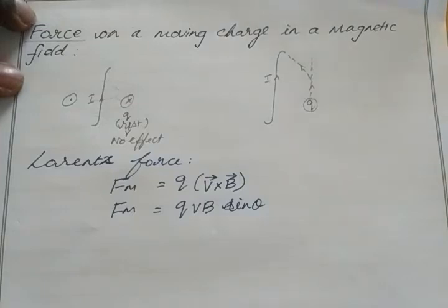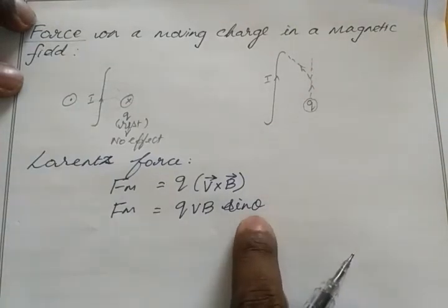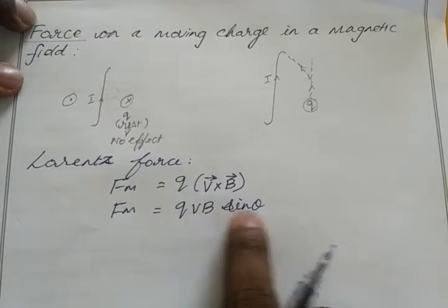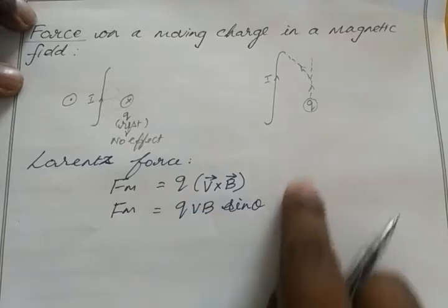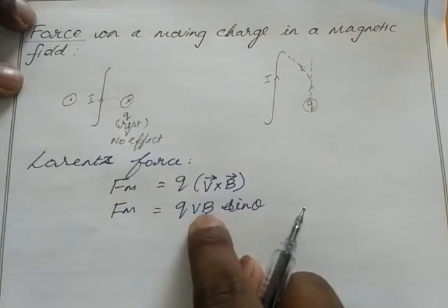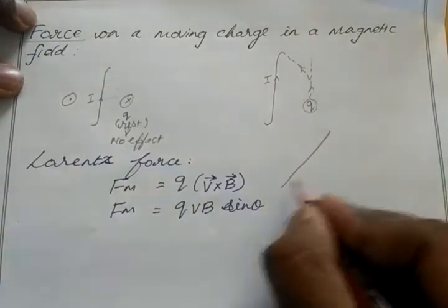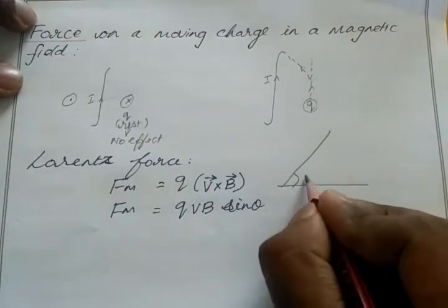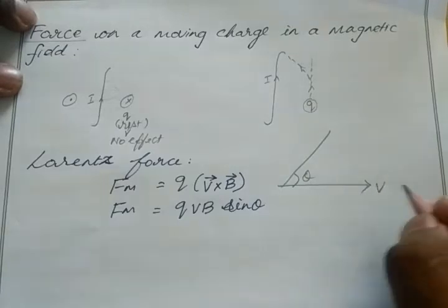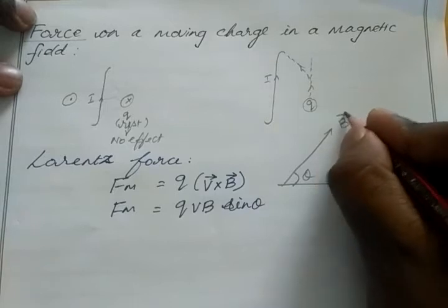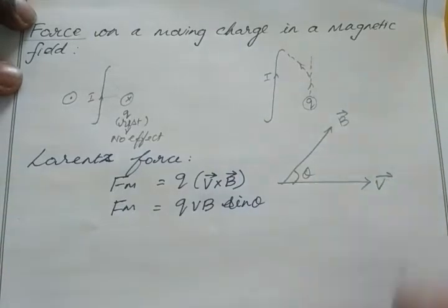Okay, QVB sin theta, where theta is the angle between the velocity of the charge and the magnetic field. Theta is the angle between the velocity of the moving charge and the magnetic field. And one important thing is, what is the velocity of a moving charge?